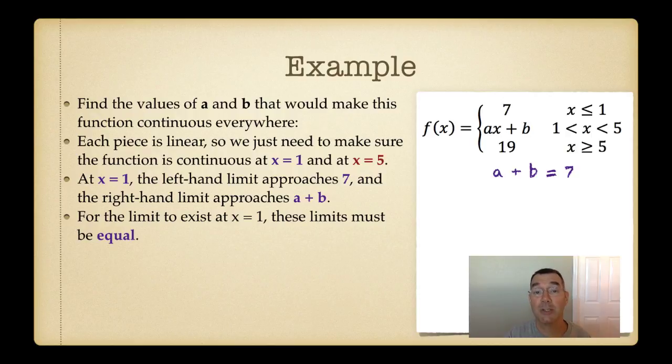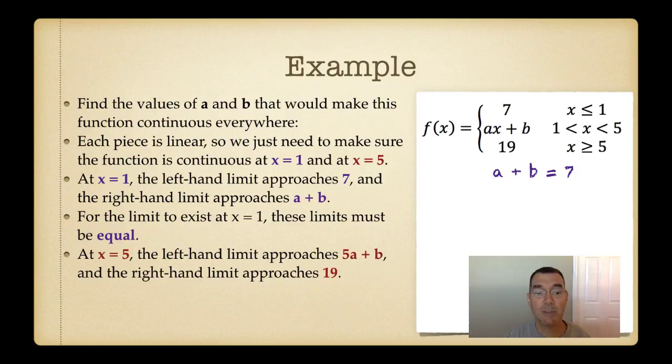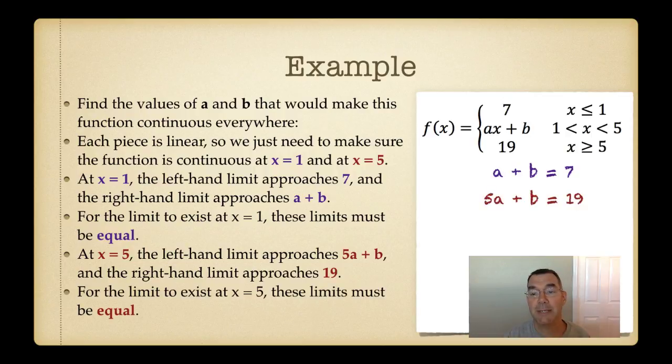And as you can see, this is going to turn into a system of equations where I'm solving for a and b. When I look at x equals 5, the left-hand limit for values of x that are slightly less than 5 is going to be a times 5 plus b, which is 5a plus b. And the right-hand limit is going to approach the 19 for all x's that are a little bit bigger than 5. So I have my second equation, 5a plus b equals 19. And as I said, that's a system. You can solve that any way you want to, and I will get a equals 3 and b equals 4. So that's the second kind of question I can ask you about whether a function is continuous everywhere.